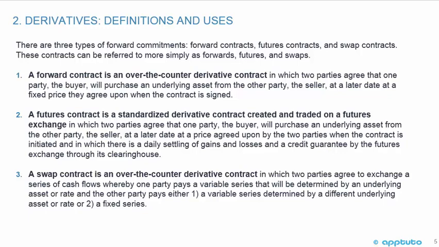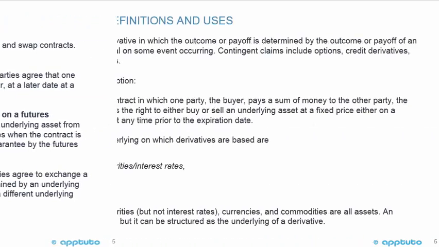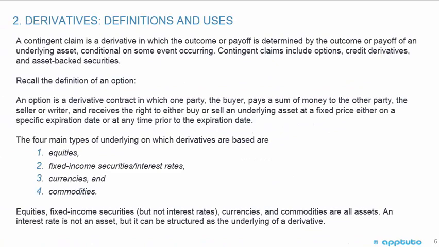So a swap contract is an over-the-counter derivative contract in which the two parties agree to exchange a series of cash flows, whereby one party pays a variable series that will be determined by an underlying asset or rate, and the other party pays either one, a variable series determined by a different underlying asset or rate, or two, a fixed series.